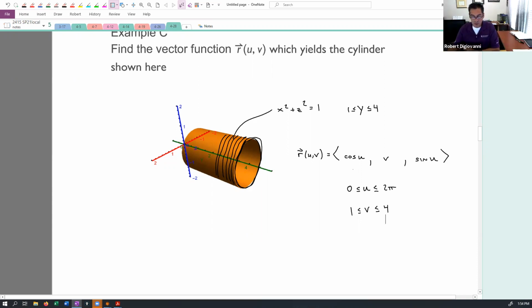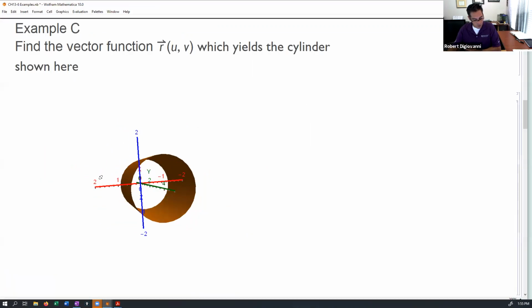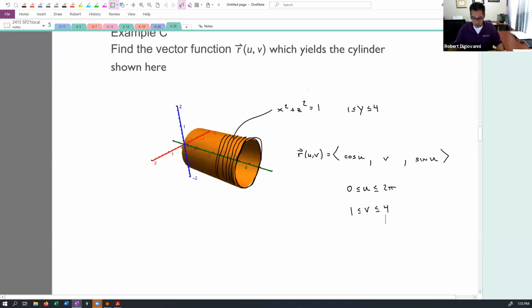Okay, so let's make sure we understand. If we look at this from this direction, the x-axis is here and the z-axis is here. So we want to be drawing circles in the xz plane, so to speak. That means your cosine and your sine are going to need to be on the x and the z respectively. And then we put a 1 in front because the radius of this is 1. And the reason we know it's 1 is because of the equation I gave you. The radius of this is 1.